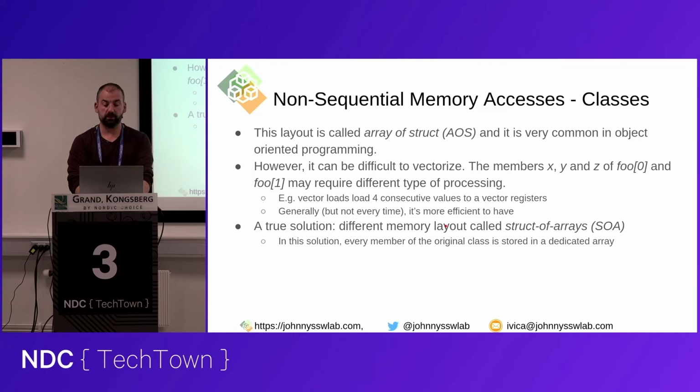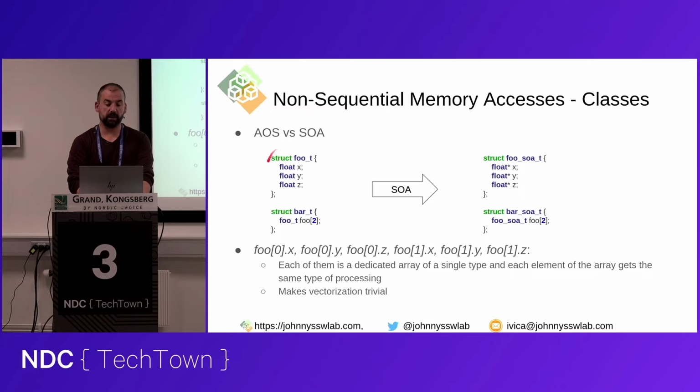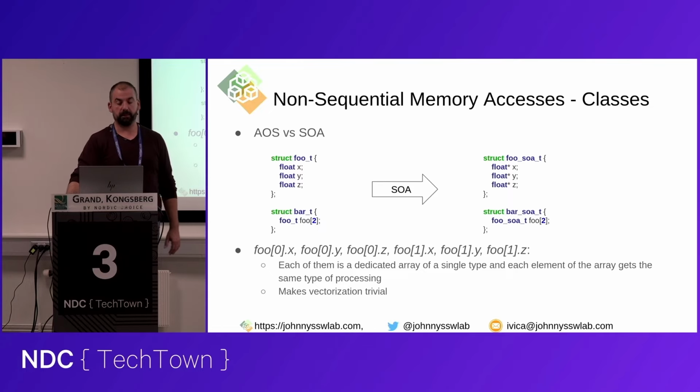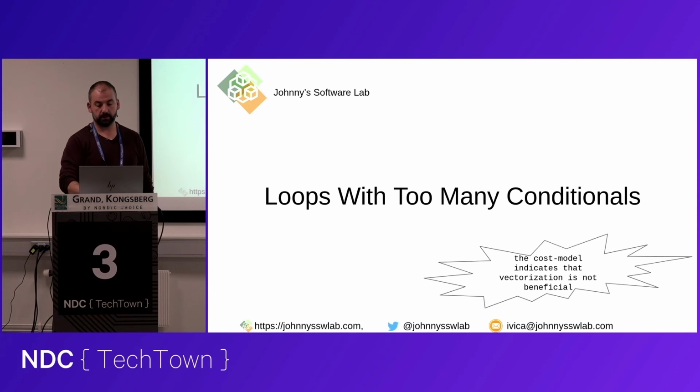We change the memory layout to struct of arrays. Originally it looked like this: we had float x, float y, float z, and then 2 instances of foo. Now for each member of foo, I have a dedicated array. So I have one array that holds x's, another array that holds y's, another array that holds z's, and then I have 2 instances of this foo SOA. Each array is separate, and these are just arrays of floats, and vectorization just goes. The compiler doesn't complain, the cost model is happy, and everyone's happy. Yeah, so any questions?